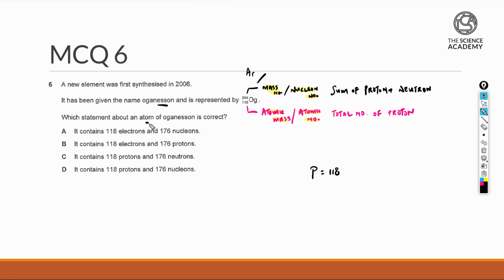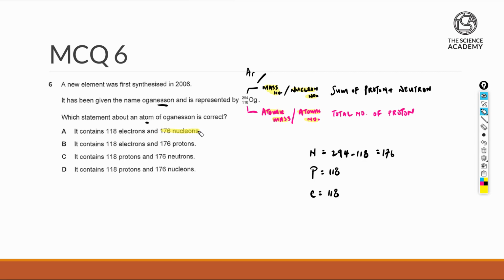And as an atom itself, the electrons and protons must be similar so that they are considered to be electrically neutral. And for the calculation of the neutrons, it will actually be your mass number minus your atomic mass. So looking for 294 minus 118, and this will give us a value of 176. So let's scan through the options that are aligned with that.